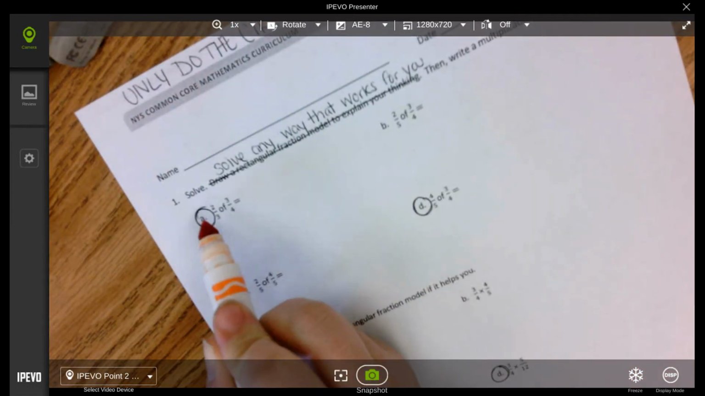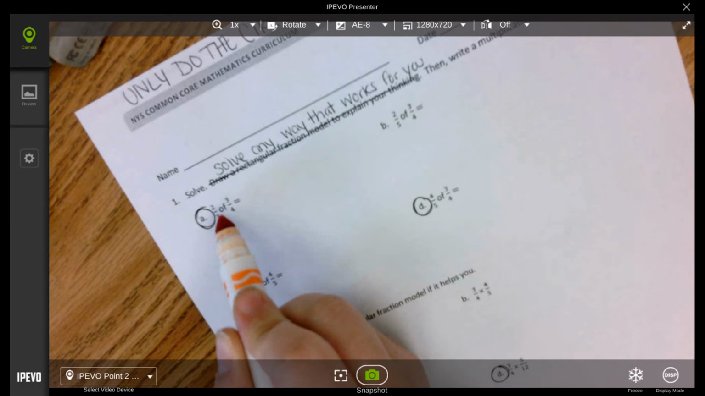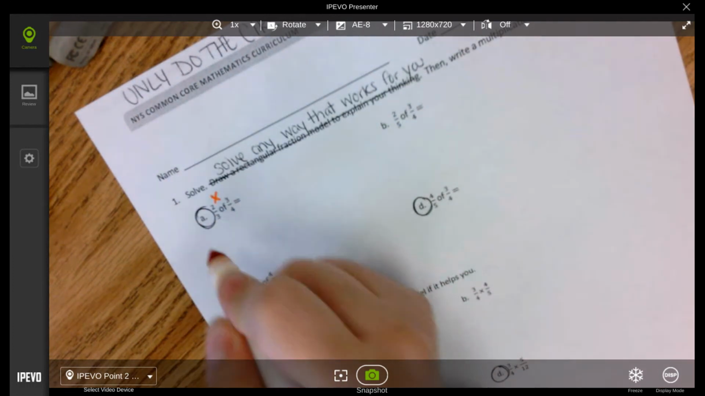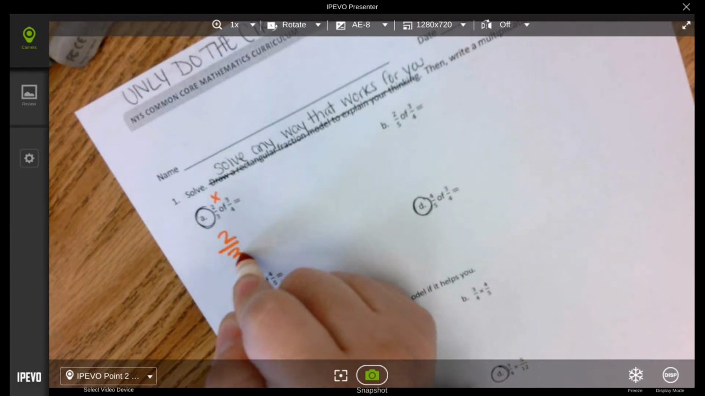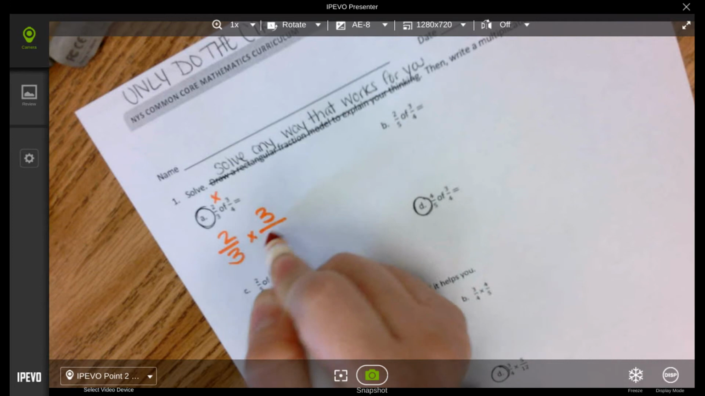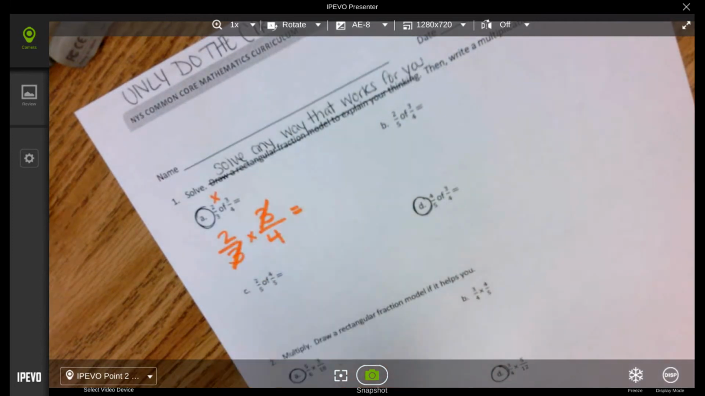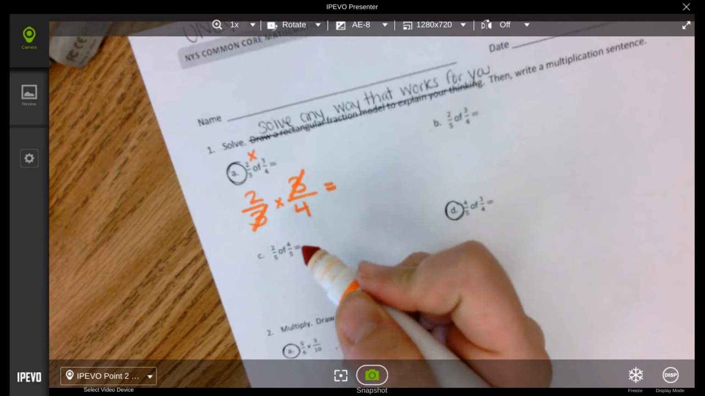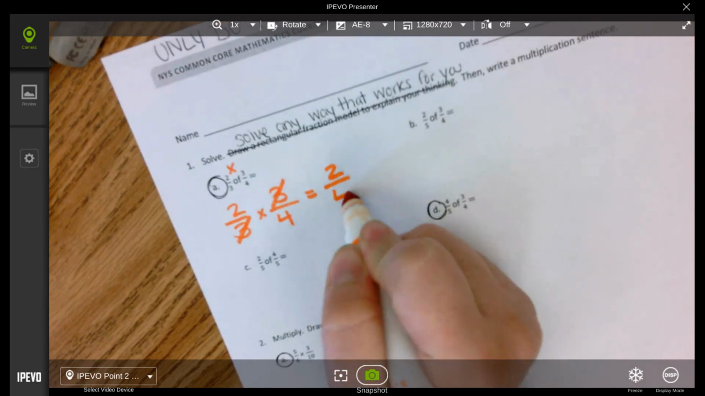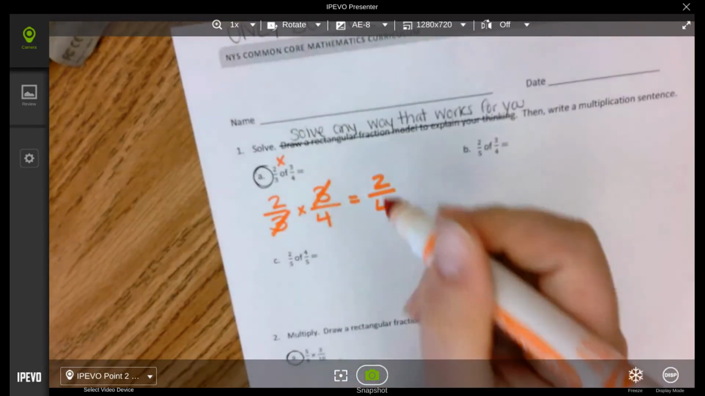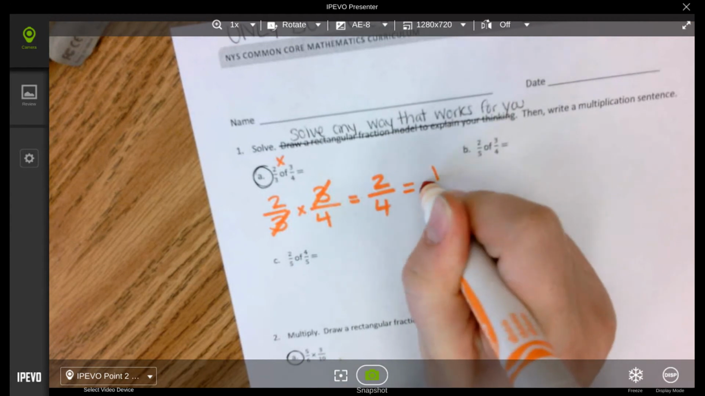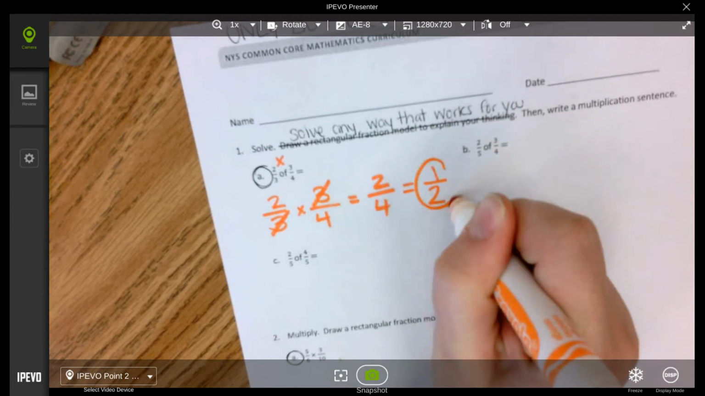So our first problem is 2/3 of 3/4. Remember, of means we are going to multiply. So 2/3 times 3/4. I can cross reduce. That 3 and that 3 can both divide out, and I'm left with 2/4. And that can be simplified to 1/2.